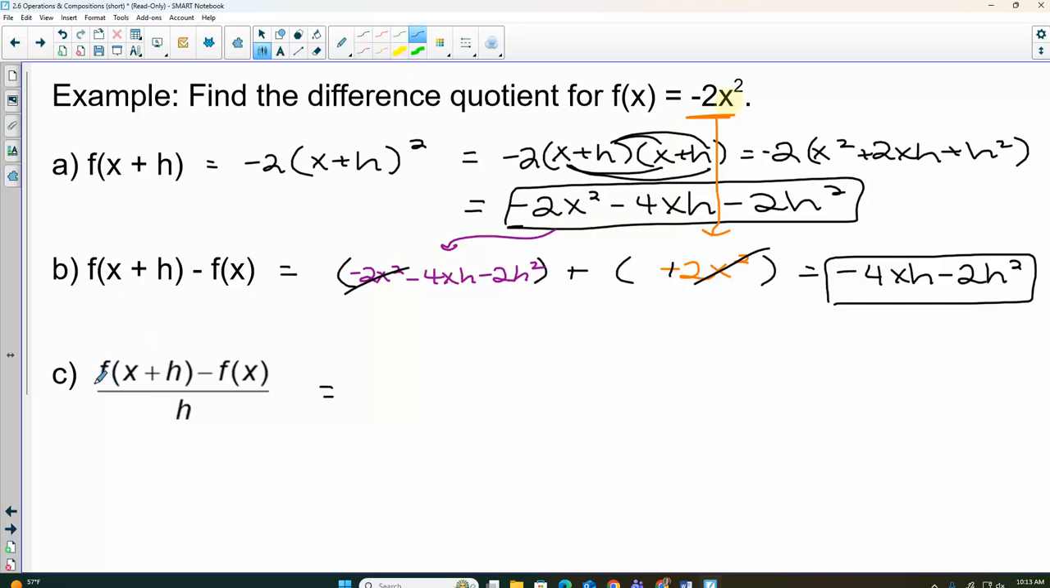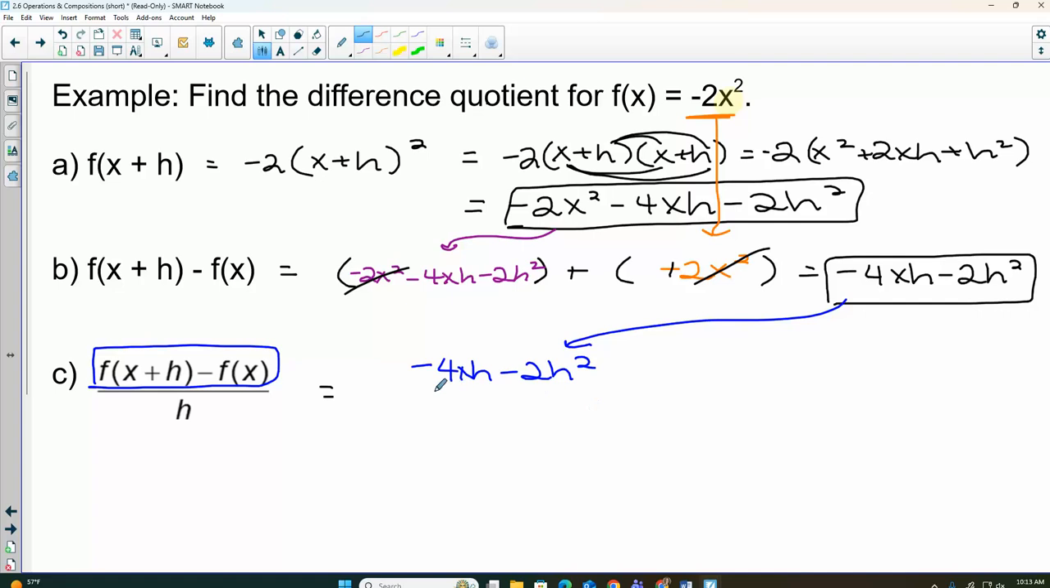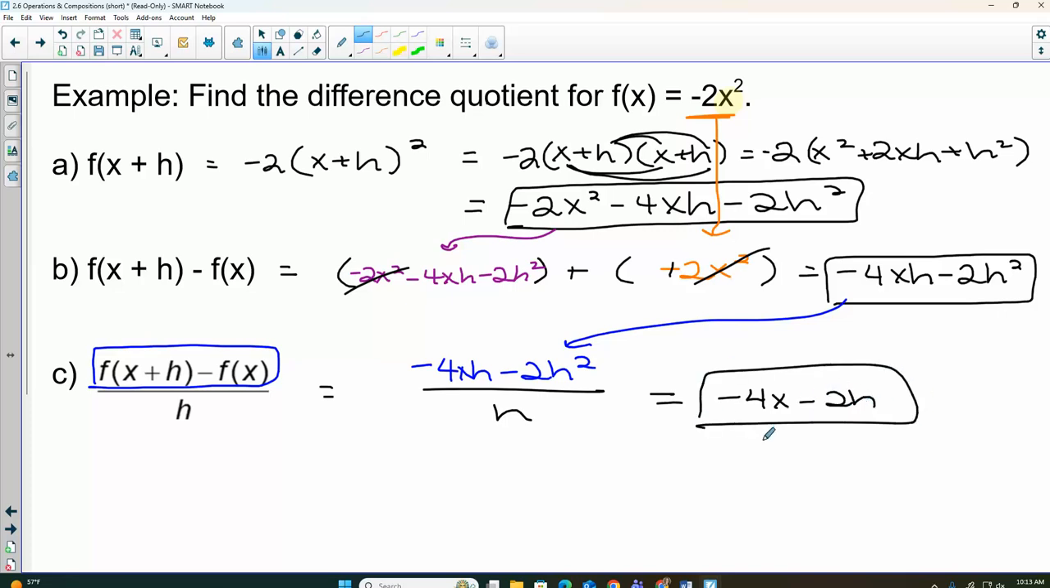Part C. What is f of x plus h minus f of x? Negative 4xh minus 2h squared. That whole answer we just got. I have to take that divided by h, so you have to take an h out of everything. So we get negative 4x minus 2h, and that's my final answer. All right, so the square made that one a little bit longer, but still doable.